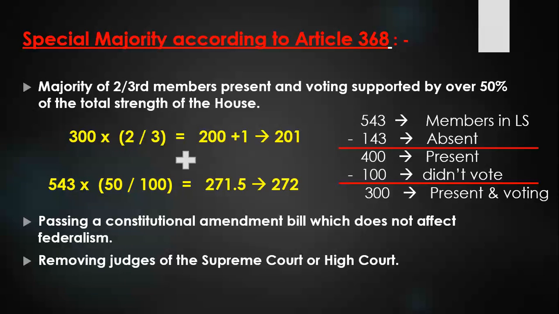Now friends, where is this special majority used? For passing a constitutional amendment bill which does not affect federalism. Okay. So friends, this majority can be used to amend the constitution, but this majority cannot amend those provisions of the constitution which deal with the federal nature of the Indian constitution. By using this majority, parliament can amend all other provisions of the constitution other than federalism. Now this majority can also be used for removing judges of the Supreme Court or High Court. Okay.